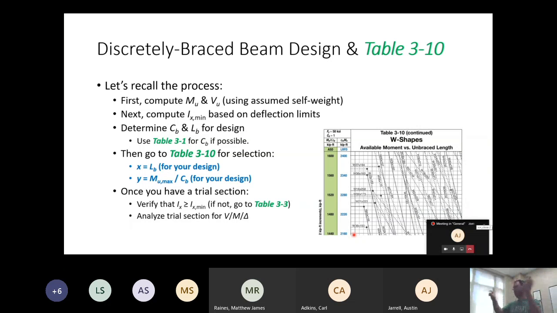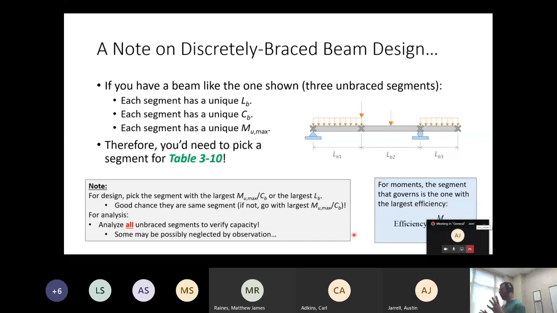So if I have a beam, I've got some load on it, and it's discretely braced, that's how I pick the beam. That's how I design it. Now, just real quick, I'm not going to make anybody do this. Don't worry, you don't have to go through this part. This is not going to be an issue that you have to concern yourself with. But I do want to point this out.